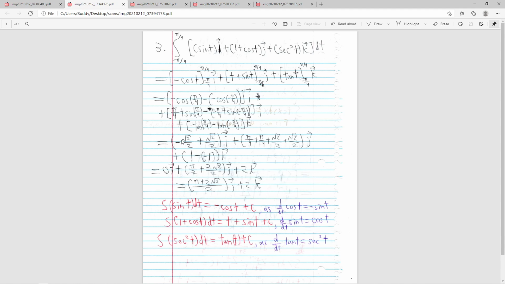Pi over 4 gives a definite number, square root of 2 over 2, for your cosine of that as well as the sine of that same thing. And tangent of pi over 4 is 1. Tangent of negative pi over 4 is negative 1. When you have sine, you should know this pretty much, but it's written out if you need it, and eventually you get i becomes 0, so it gets cancelled out. You get 2k, and you have pi plus 2 square root of 2 over 2, j.